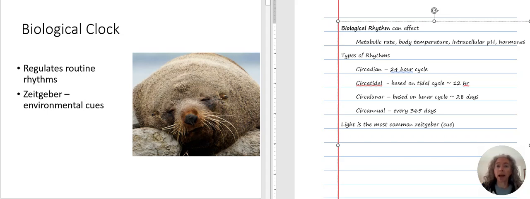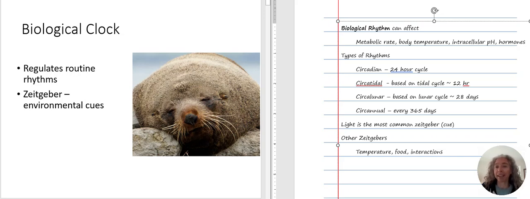Light is the most common Zeitgeber. Zeitgeber is just a cue, although temperature, food availability, and interactions with other animals can also act as Zeitgebers. Although most animals have some type of response to environment, there are always exceptions. Animals that live in very stable environments without daily, seasonal, or tidal change may not show any biological rhythms.